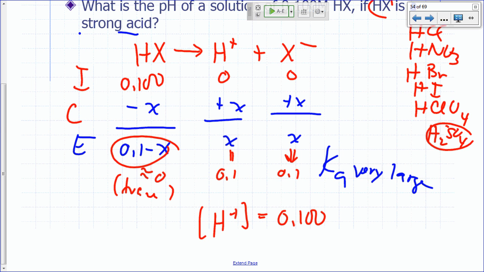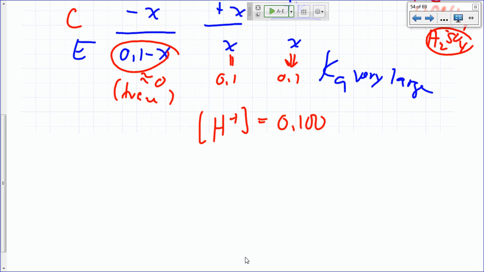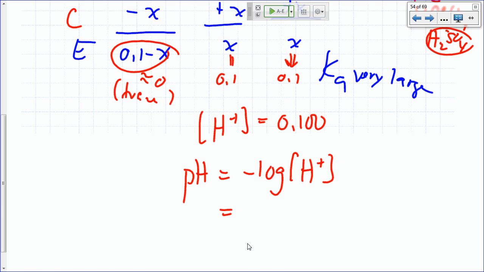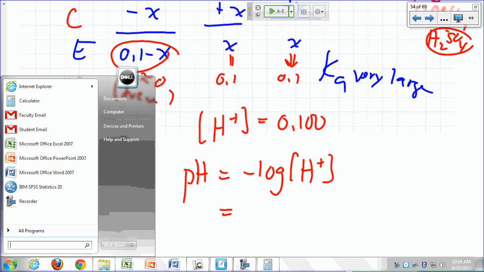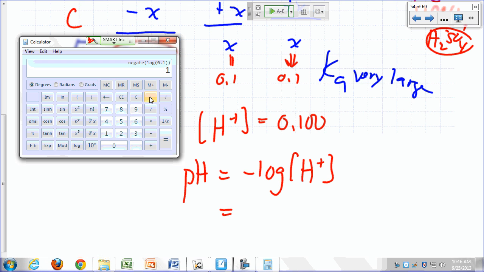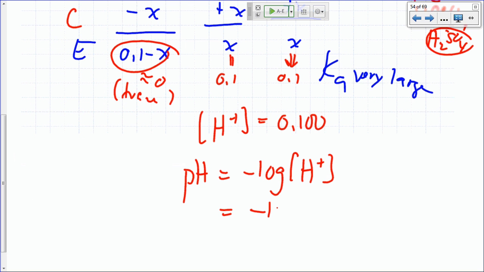And so what is our pH? Negative log of H plus. So take the log of 0.1. What would that be? 0.1. Take the log, take the negative. So that's going to be 1. So negative log of 0.100 is equal to 1.